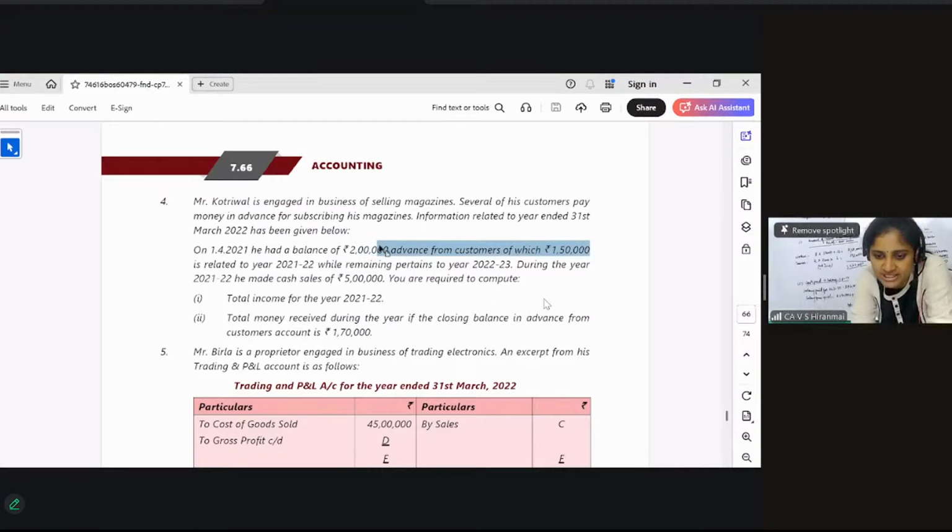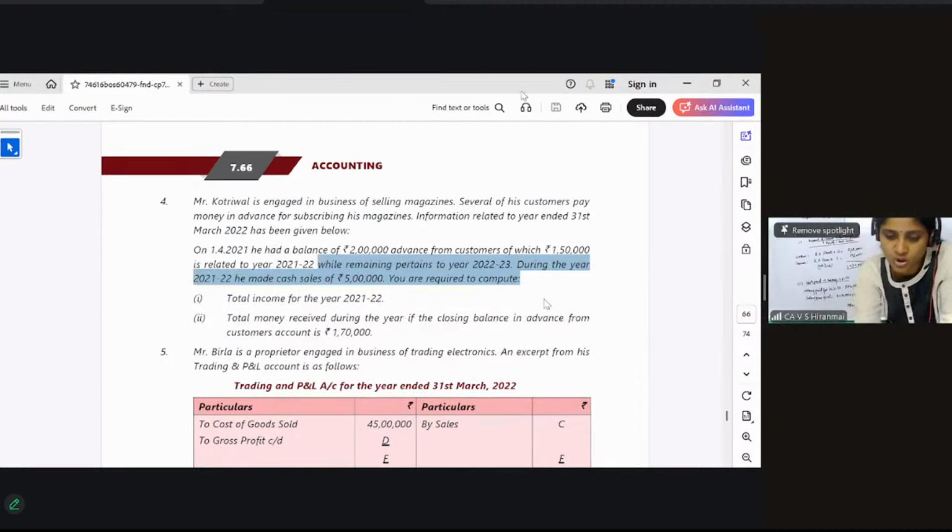Now on 1/4, he had a balance of 2 lakh advance from customers, out of which 1,50,000 is related to the year 21-22, while the remaining pertains to the year 22 and 23. During the year, he made a total cash sales of 5 lakhs. You are required to compute the total income. What will be the total income?